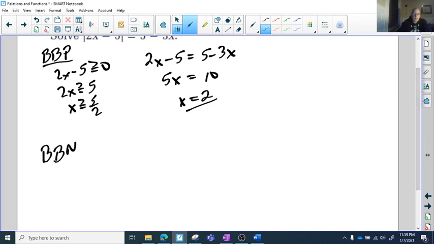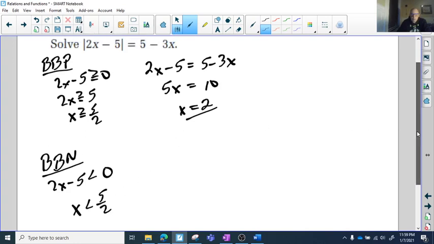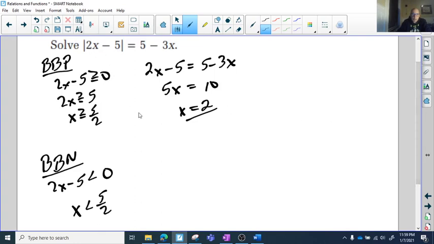Look at the other possibility. So 2x minus 5 could be less than 0. So that's going to be when x is less than 5 halves. The difference is you need to multiply between the bars by a negative. So it's actually going to be negative 2x plus 5 equals 5 minus 3x. Now solve this. So bring that over there, you get x. Bring that over there, you get 0.